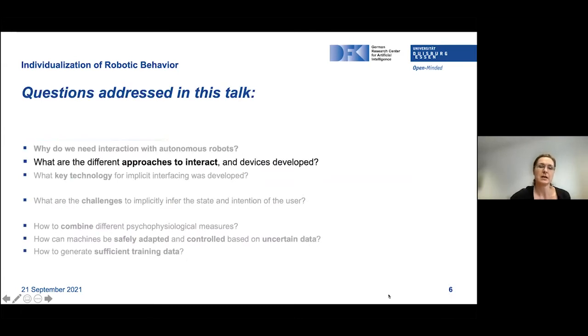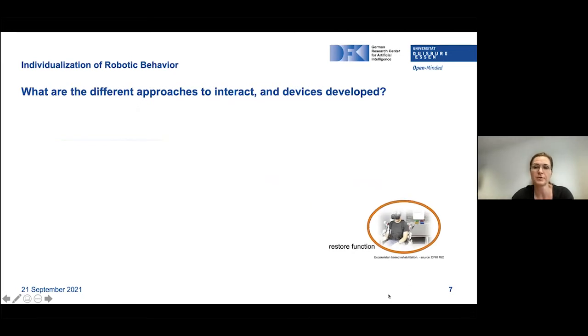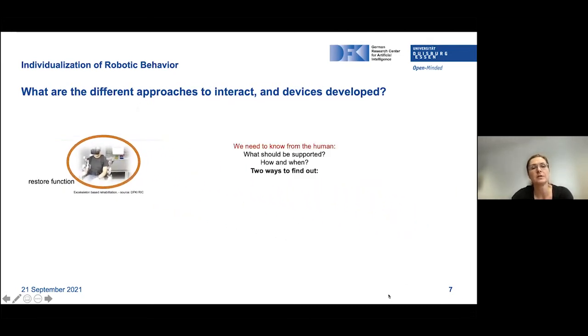So now we come to the second question. What are the different approaches to interact and devices developed? I only want to give a very, very short overview. If we go into examples that you saw before, calibration, share capabilities, learning, restore function, let's go into the question of when we want to restore function in a stroke patient, what do we need? We need to know from the human what should be supported, how and when.